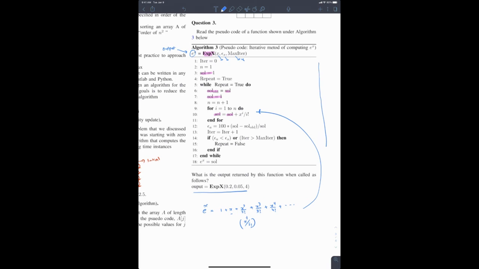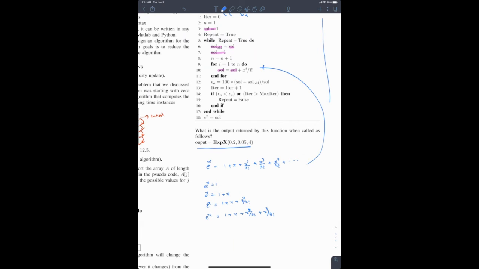This algorithm is going to increase the number of terms. So it is going to say e to the power x is equal to 1, then e to the power x is equal to 1 plus x, then e to the power x is equal to 1 plus x plus x squared over 2 factorial, then 1 plus x plus x squared over 2 factorial plus x cubed over 3 factorial. You're going to increase the approximation. You're going to make the approximation better and better.